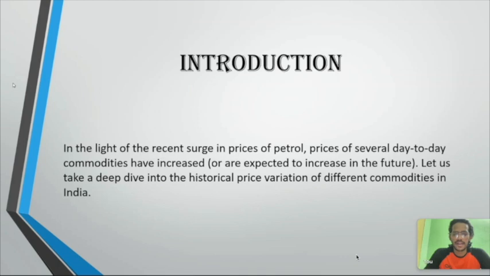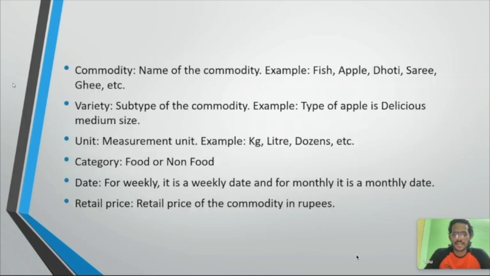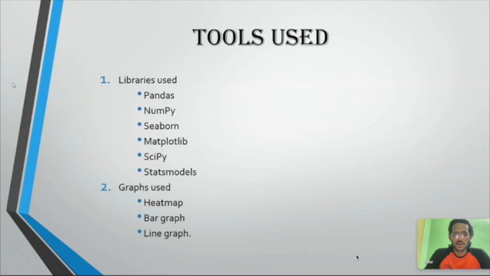Our dataset contains information about different commodities consisting of edible and non-edible products like fruit, vegetable, clothes, etc. according to the state and their central market in the different cities Mumbai, Pune, Bangalore, etc. And the respective columns which contain different varieties, units, their categories, date and the retail price according to the market center.